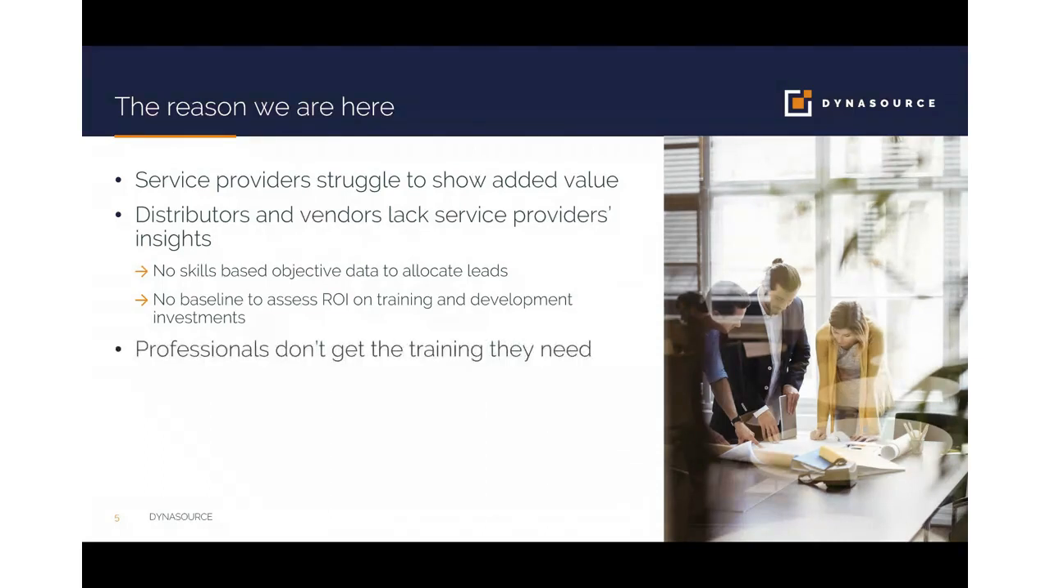Third of all, we come to the professionals. And the professionals are, in my opinion, the most important in the whole chain, because without professionals, there would be a big problem, of course. Those are the people that bring the value to the end customer, but we think they don't get the training they need. So we looked at how partners or service providers train their professionals, and we see that a lot of them train them just to get a certain competency.